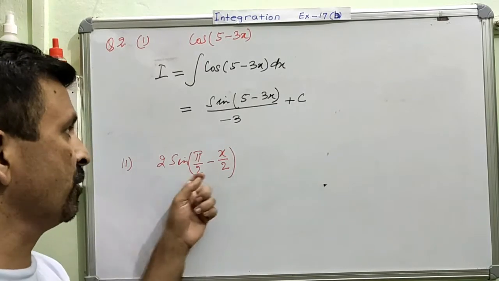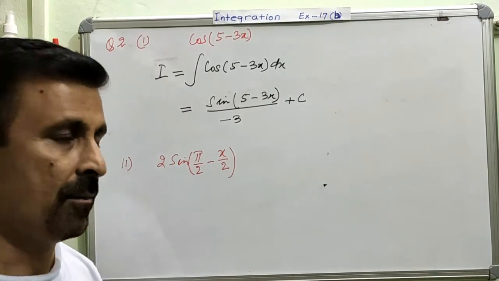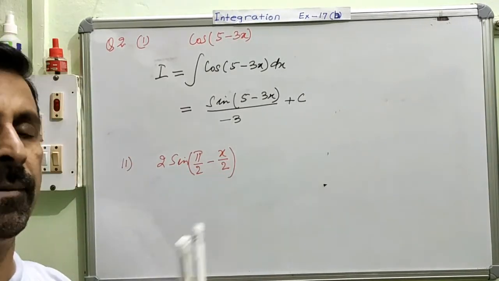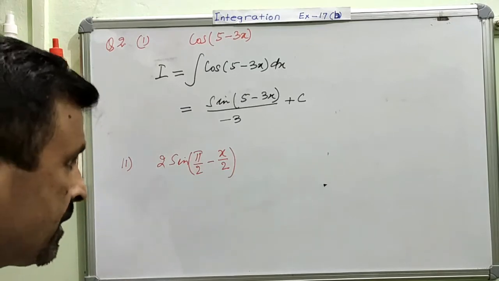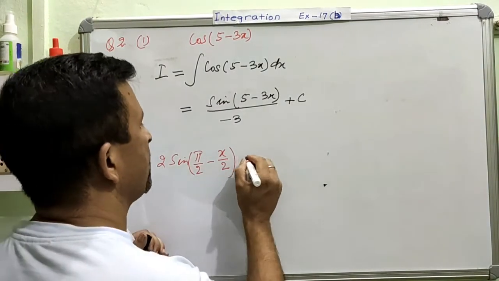That means we can use the compound angle formula, the allied angle formula. We will use the allied angle formula, and first of all we will simplify this function, and then we will go for integration. Okay, so let me simplify this function.